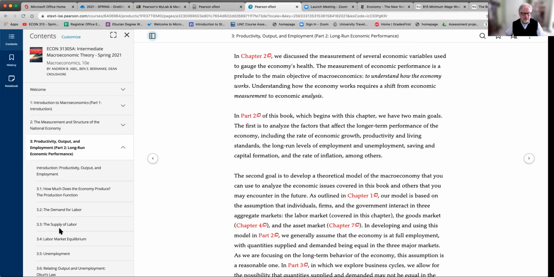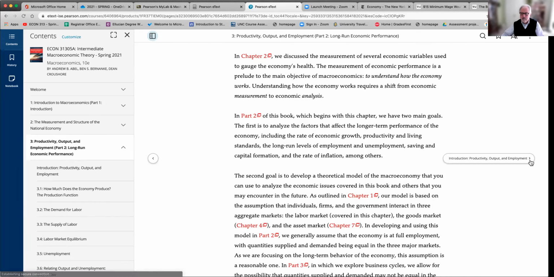The price and the quantity in the labor market has to do with the real wage and the level of employment. And then we'll finish up the chapter by talking about unemployment, and then the relationship between unemployment and output. But these first 4 sections are really the critical components of this chapter in some respects. So let's just kind of go through that.